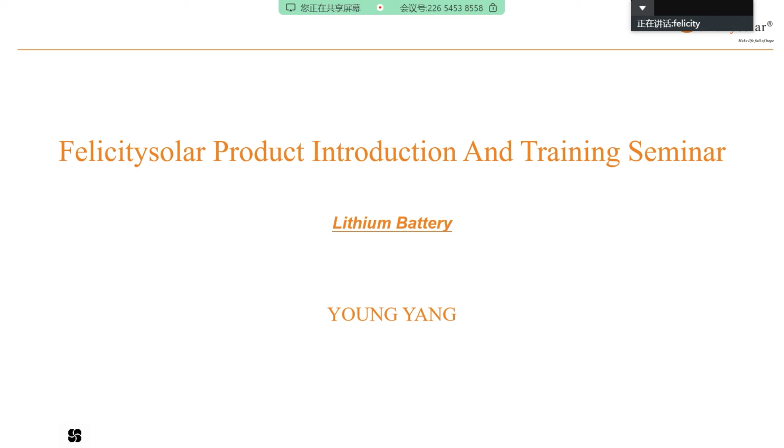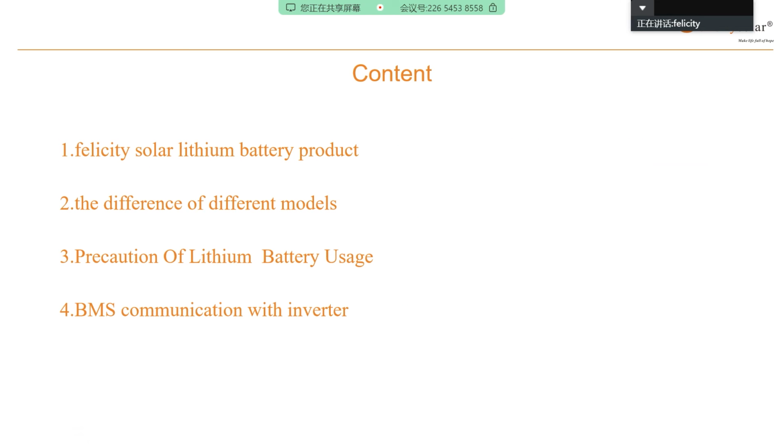Today our topic is the Felicity Solar Lithium Battery. Here is the content of today's seminar. First, let me introduce to you the Felicity Solar Lithium Battery product. Number two, the difference of different models. Number three, the precautions of lithium battery usage. And number four, BMS communication with inverters. Part of the content we already talked about before, but something is new, like the first one, BMS communication with inverters. So let's start today's training.